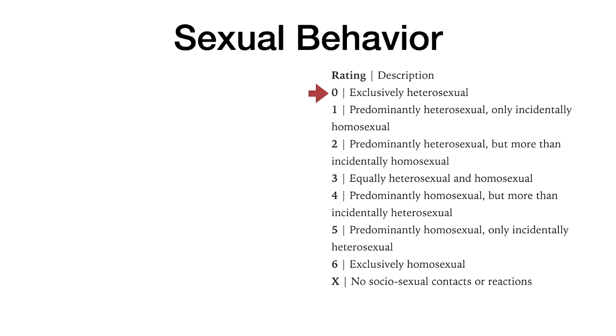And that rating scale, you can see on this screen here, brings us to 0 is exclusively heterosexual, 1 predominantly heterosexual, only incidentally homosexual, predominantly heterosexual but more than incidentally homosexual. Then there's equal heterosexual, homosexual, what we might call bisexual now. Predominantly homosexual but more than incidentally heterosexual. Predominantly homosexual, only incidentally heterosexual. Exclusively homosexual, and no sexual contact or reactions.